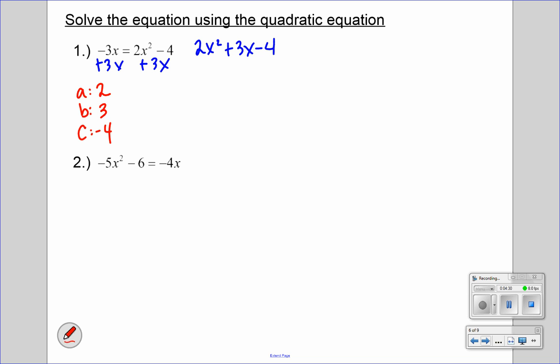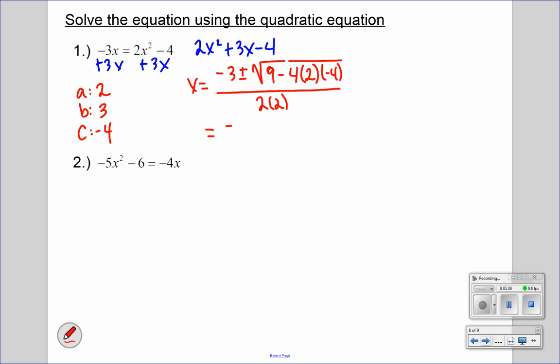All right, so now we have a negative b plus or minus the square root of 9 minus 4a, which is 2, and then c, which is a negative 4, all over 2a. Now be really careful underneath this radical. If you notice, we have a 9 minus 4 times 2 minus 4. This is where most people make that really tiny mistake of the positives and the negatives.